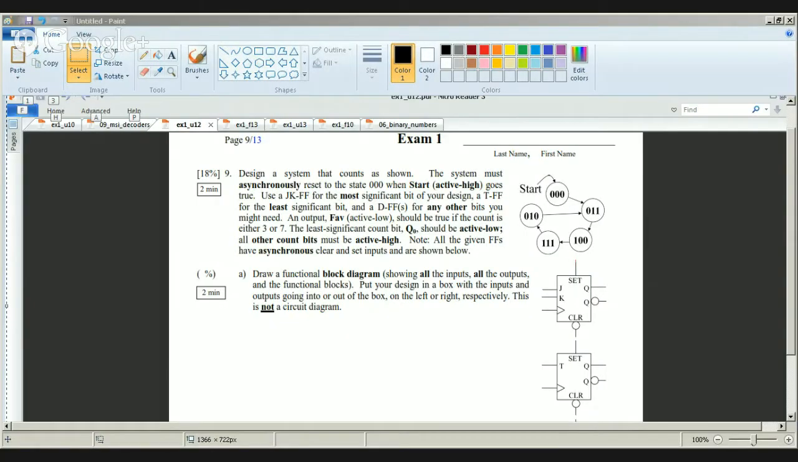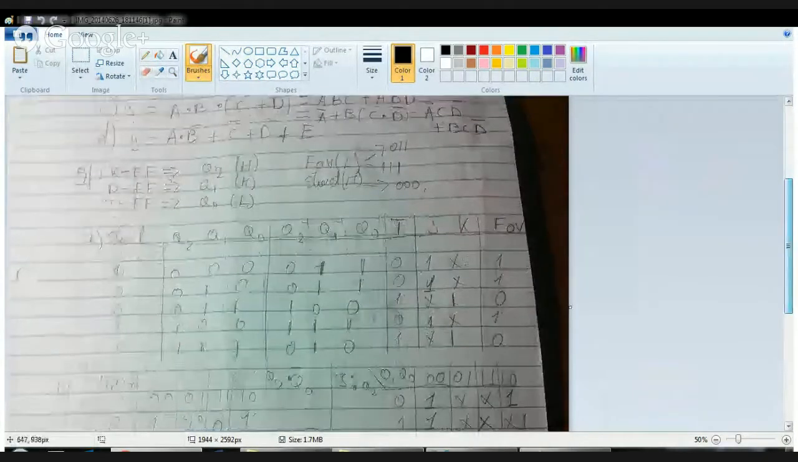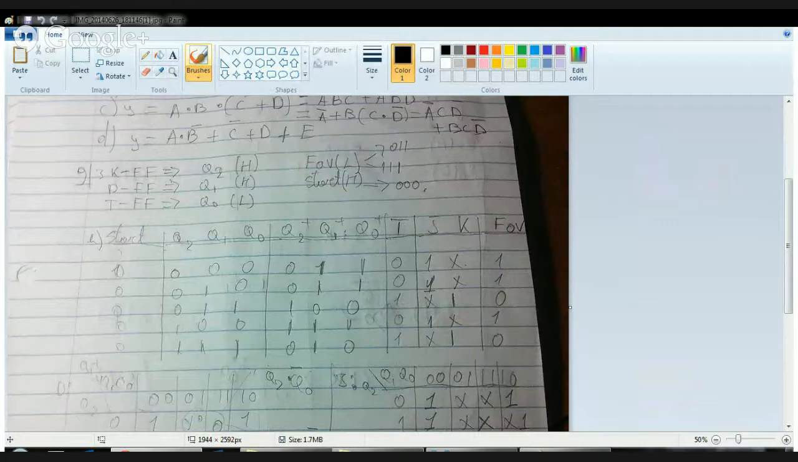Sir Ronaldo, so T is supposed to be for the least significant bit, so it's supposed to be between Q0 and Q0 plus, right? Yeah, that will help you keep track. You will move your JK to the front and then move your T back. It helps you visually keep track, but you don't really have to. Okay, can we walk through it for like 10 minutes? Yeah, sure, we have time.